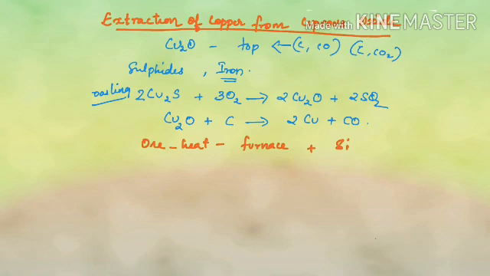For example, if FeO is present in the ore as an impurity, it will react with the silicon dioxide, SiO2, present here and produce the compound FeSiO3. So it is a slag, and this slag can be easily removed.